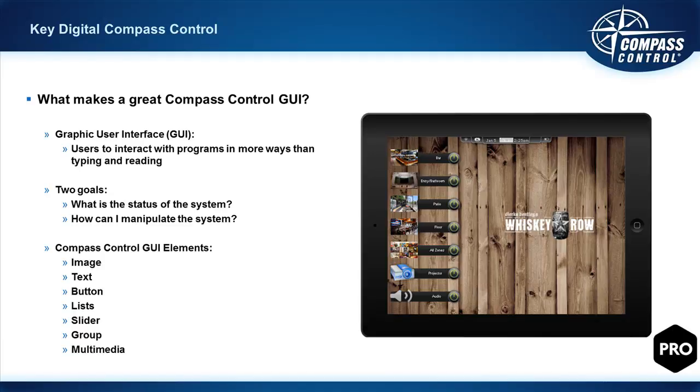A group is just one single place to nest things, so they may be treated as one. For example, the list, if I swipe my finger from left to right, what happens is a number of things are going to move together. They're not all one element, but they may be within one group. And finally, multimedia. You could actually embed the web into your Compass Control iOS or Android device.